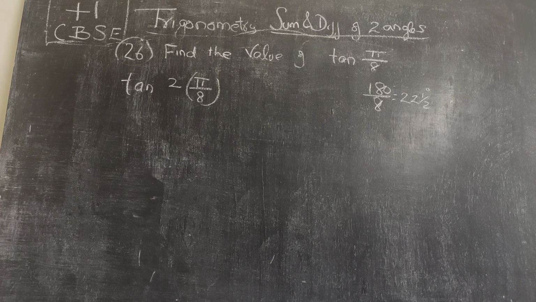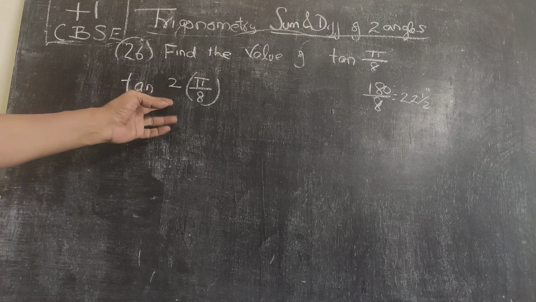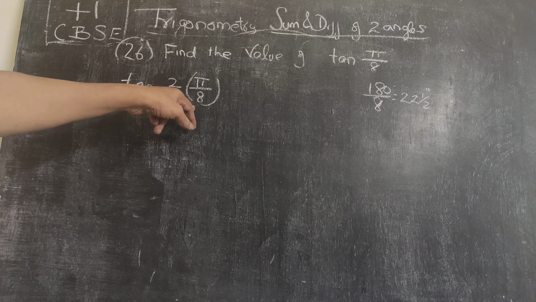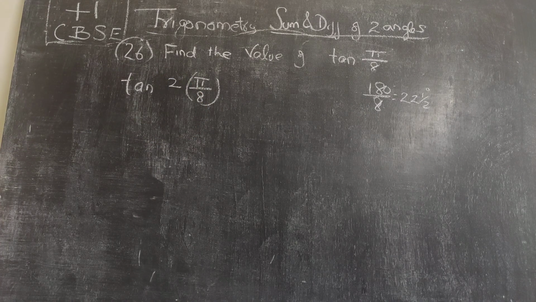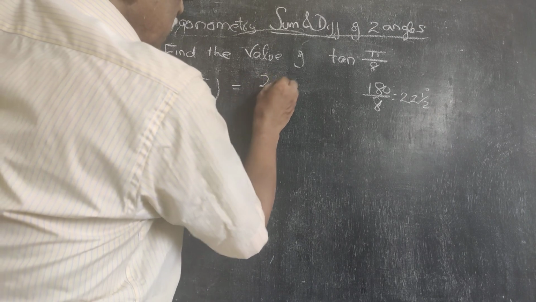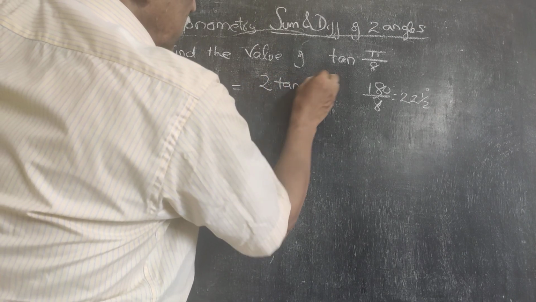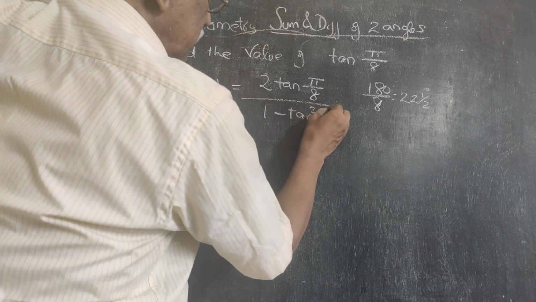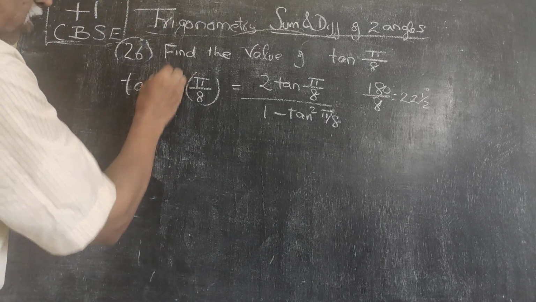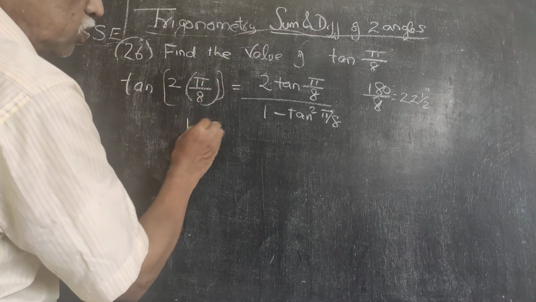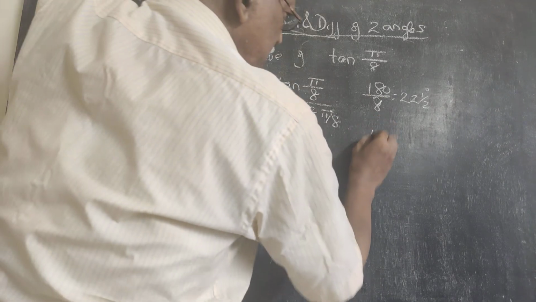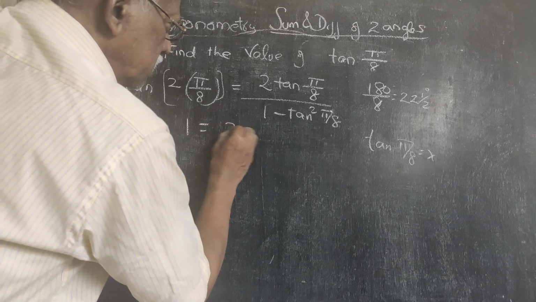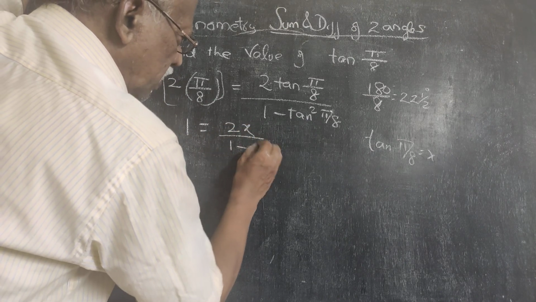Here we cannot do that. So what we are doing is tan 2 theta, that is tan 2 times 22.5, tan 45, the value is known to us. So let us apply that formula, tan 2 theta equal to 2 tan pi by 8, divided by 1 minus tan square of pi by 8. This side will be tan pi by 4, which is 1. You let tan pi by 8 you consider simply as x. So the result is simply 2x by 1 minus x square.